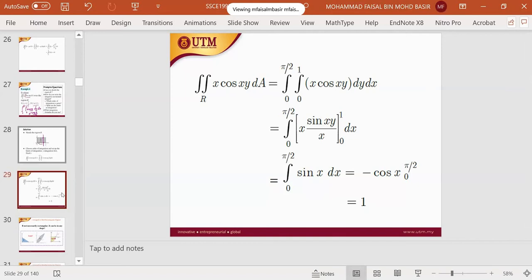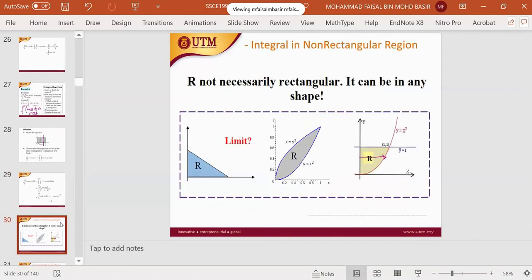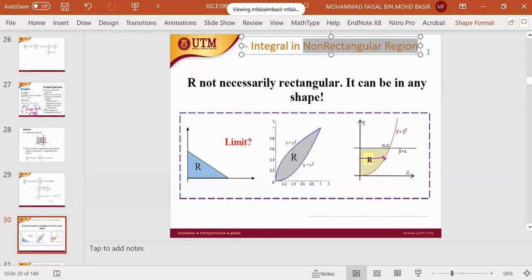Okay, done with rectangular. Now we move to non-rectangular because some regions are non-rectangular. So even a triangle is not a rectangle. Don't confuse. So this for sure is a curve, and this is one curve and one straight line. So consider it non-rectangular. For this, you have to use Fubini's theorem.